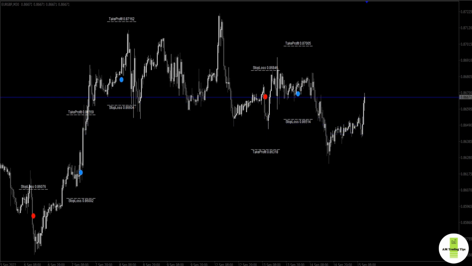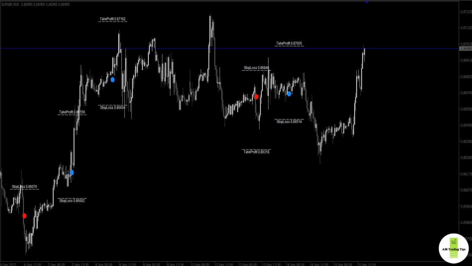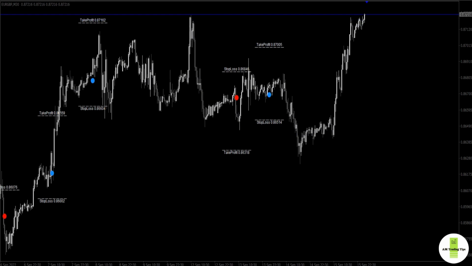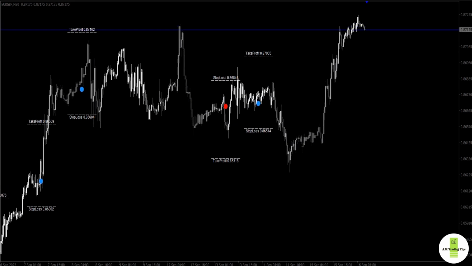While traders of all experience levels can use this system, it can be beneficial to practice trading on an MT4 demo account until you become consistent and confident enough to go live.